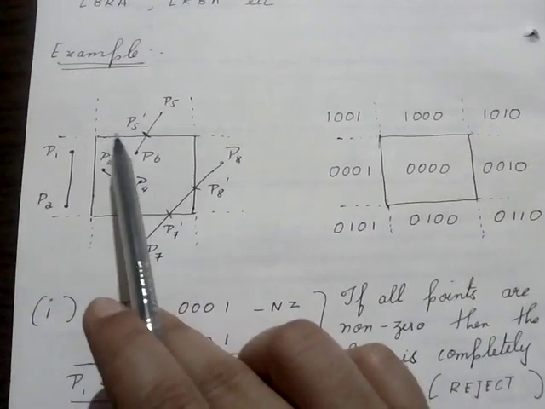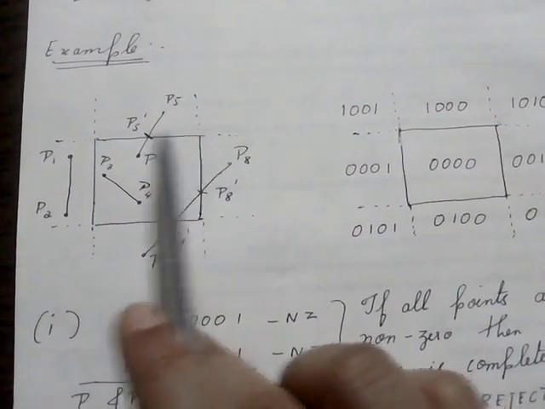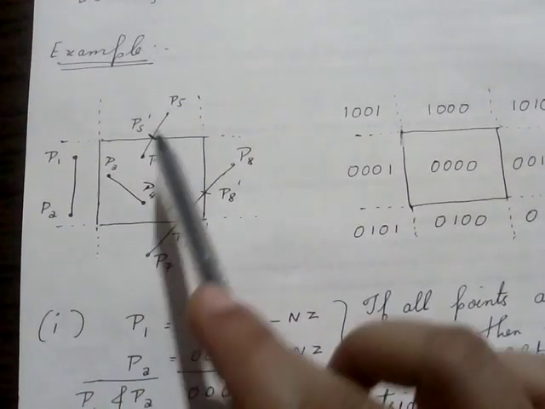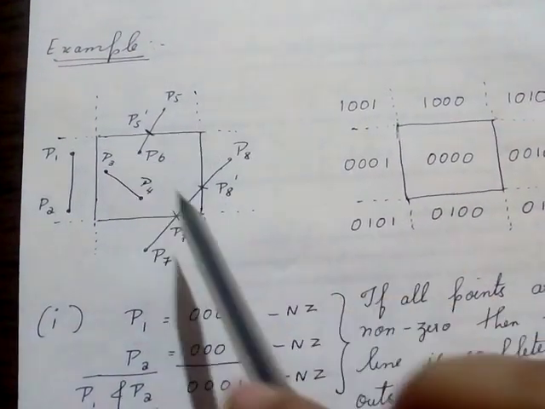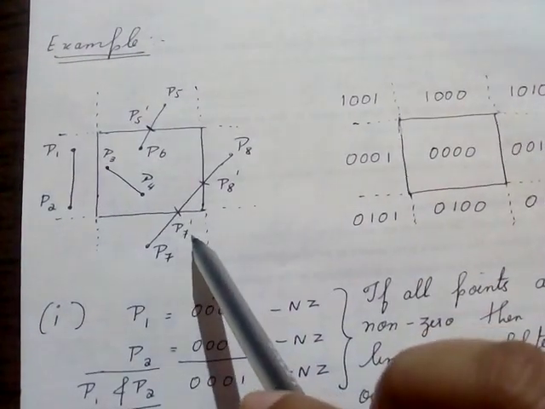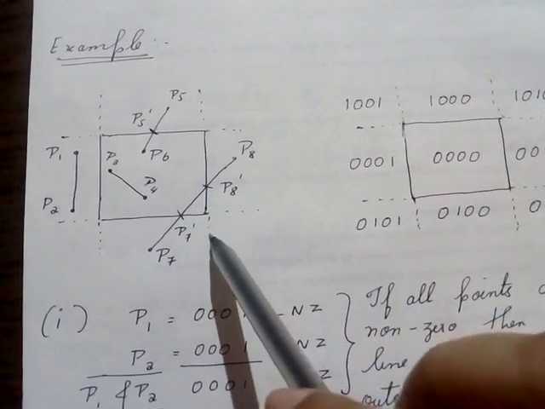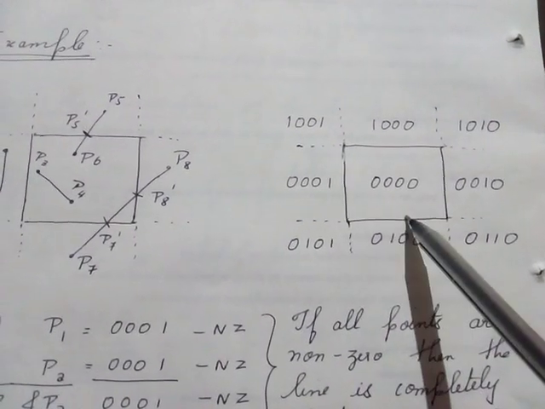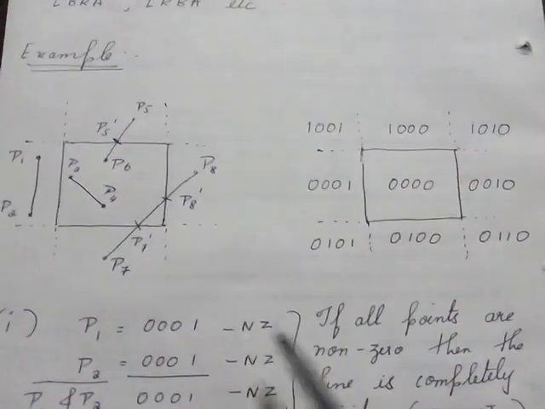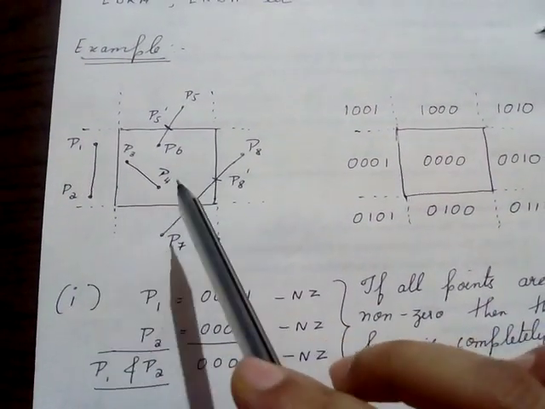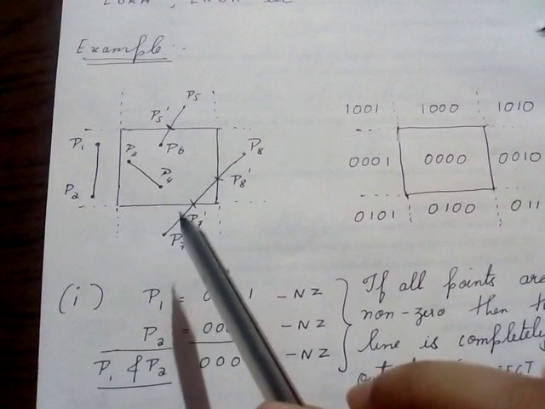This is a window and it has lines P1 P2, P3 P4, P5 P6, P7 P8. The dashed points P5', P7', P8', we will see them later. This is the window and the regions beside it, and these are the ABRL codes for all those regions which we derived previously. Now we have to see which lines should be accepted, which rejected, and which have to be clipped.